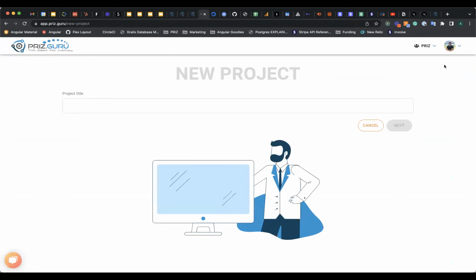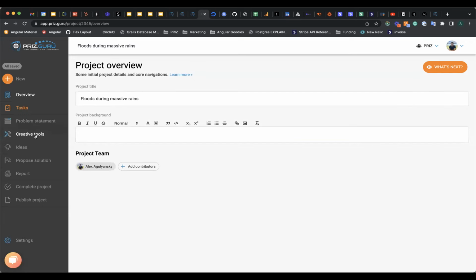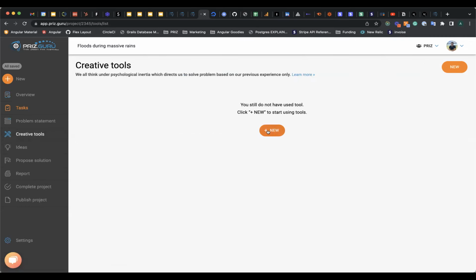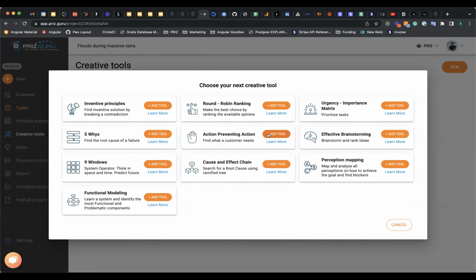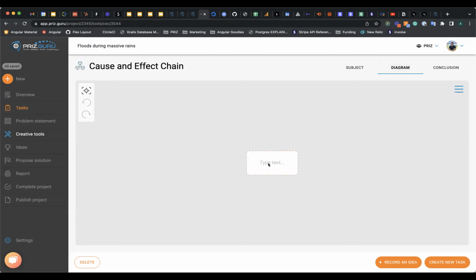Now, in this case, we'll open a completely new project. And in this case, we decided to analyze why there are floods during massive rains. I will skip the details of the actual project itself and dive into the creative tools. The first one that we want to start with is the cause and effect chain. Again, we want to understand holistically what's going on at as high a level as possible and drill into the details. So the main failure right now: floods. Streets are flooded with rain.